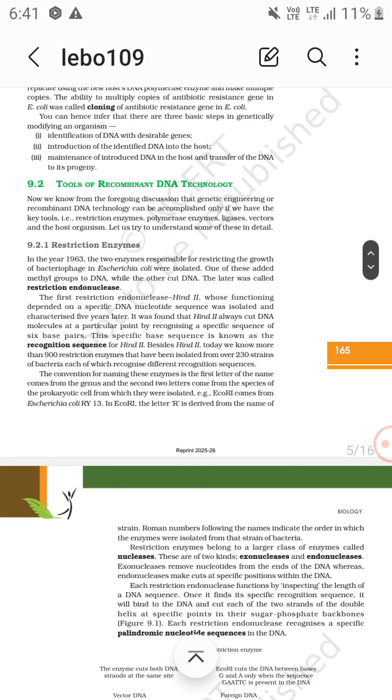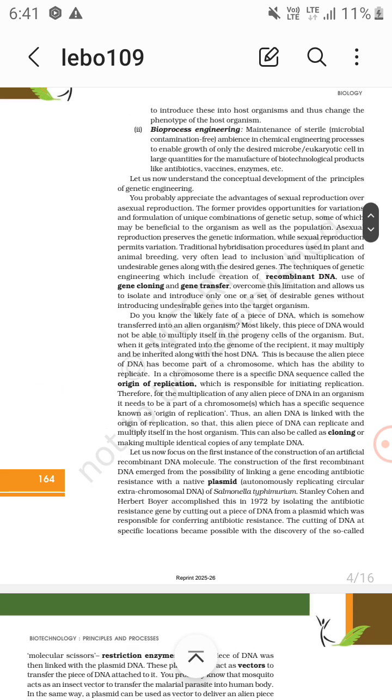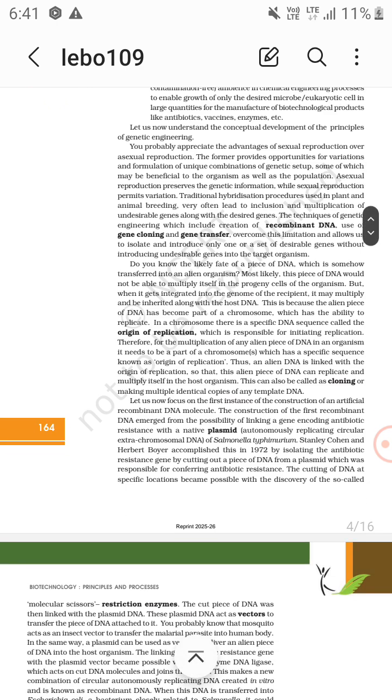Now, naming is not that important, but what about plasmid? It is autonomously replicating circular extra-chromosomal DNA. A plasmid is also kind of double-stranded, but it is circular, right? It is extra-chromosomal DNA, and it has the ability to divide without the help of the main genomic DNA, right?